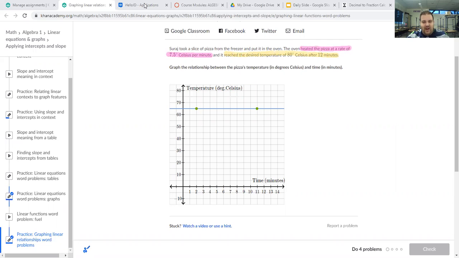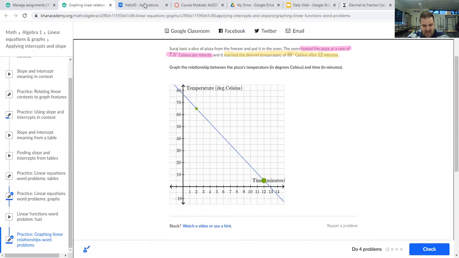So we need to find a point to plot. The 7.5 degrees Celsius per minute, that's a repeating value, right? The pizza is heating up 7.5 degrees every minute, 7.5 more degrees, 7.5 more degrees. That's the slope, the rate of change. So at 12 minutes, it's at 80 degrees Celsius, which is going to be all the way up at the top. This point we know is true because at 12 minutes into heating up the pizza, the temperature was at its desired point, which was 80 degrees.